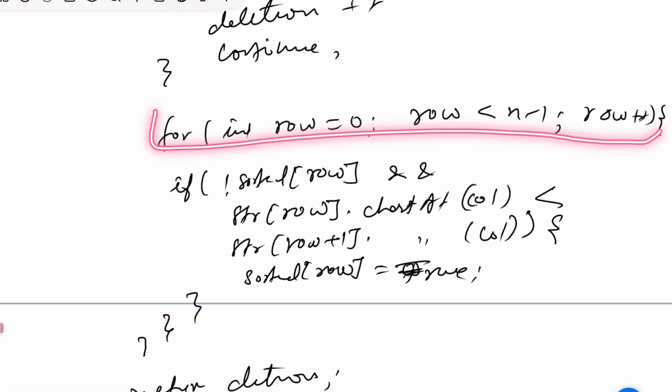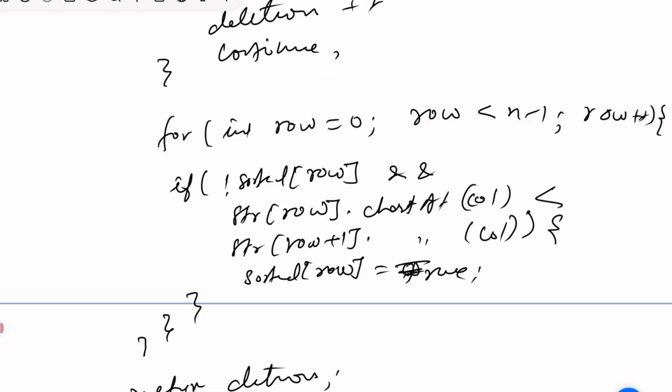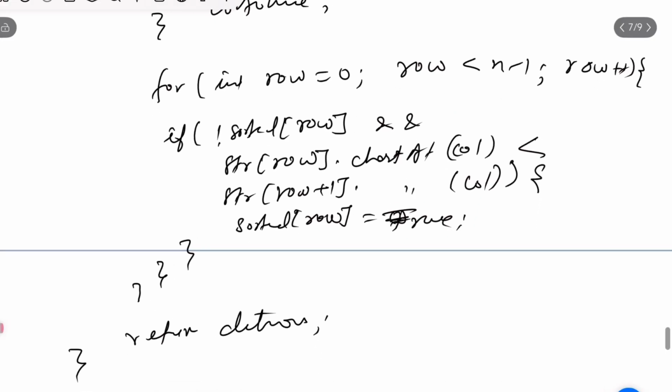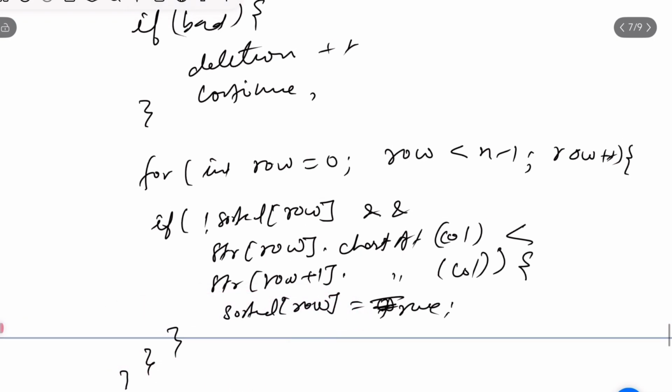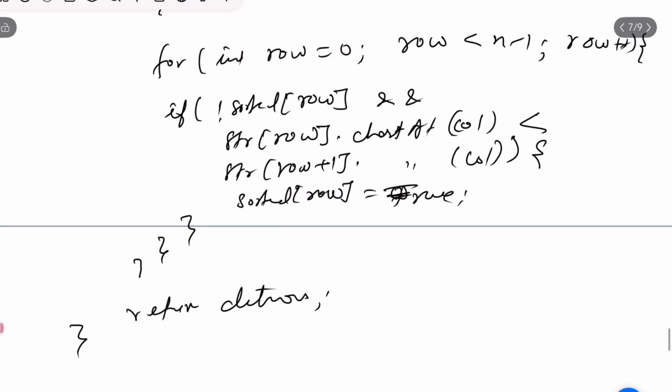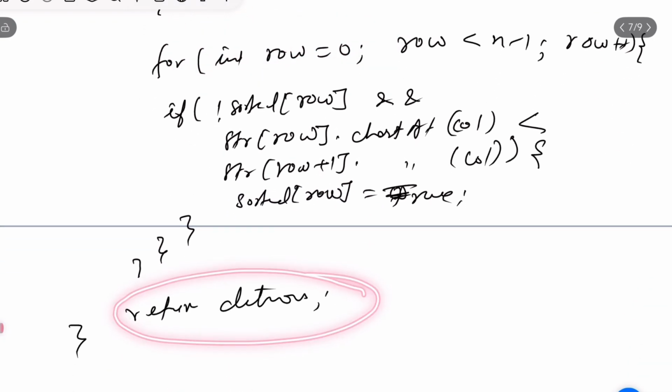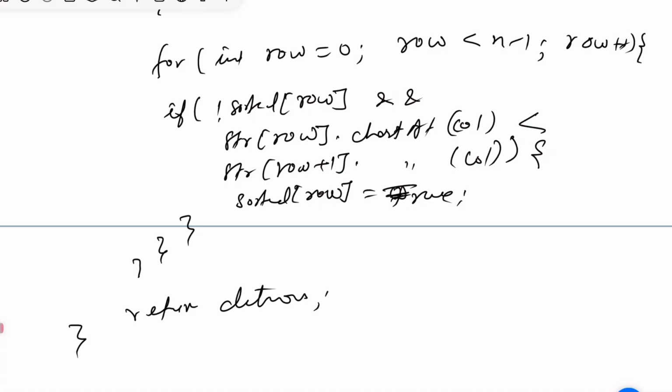Then we'll check for all the rows. We'll keep checking whether a row is sorted, checking the row and row plus one. At each column, if it is lexicographically less than, in that case we'll mark the sorted as true, and it is not bad. And so we have checked, and we increase the deletion plus plus in the cases. So finally we will return the deletion. This is what you need to do, guys.